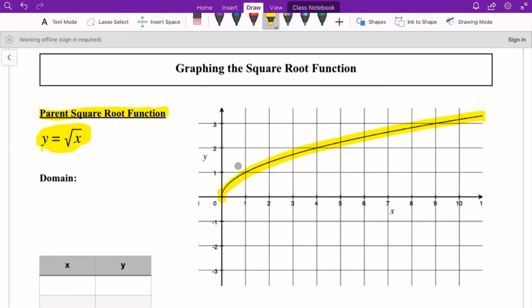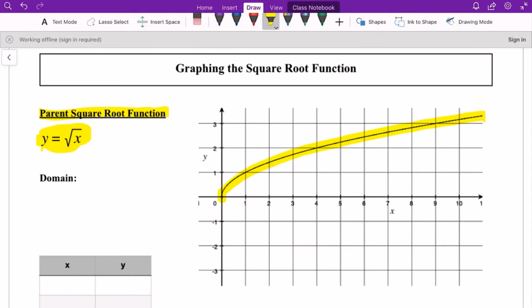Some of the graphs will be a little bit taller. Some of the graphs will be a little flatter. Some of the graphs will be reflected over the x-axis. And some of the graphs may even go to the left. As you can see, this one's going to the right. Some of the graphs may be reflected over the y-axis. But nonetheless, they're still going to have this general swooping pattern.